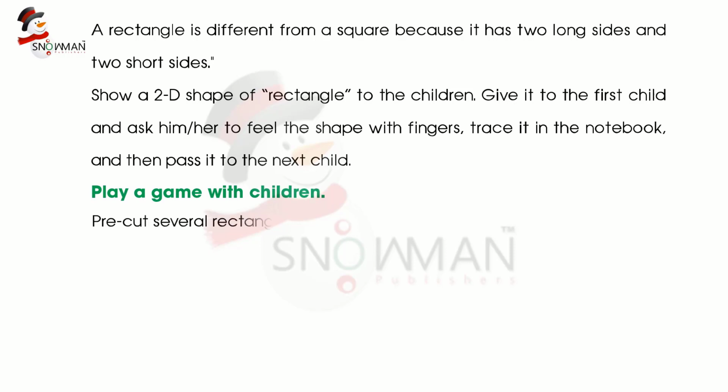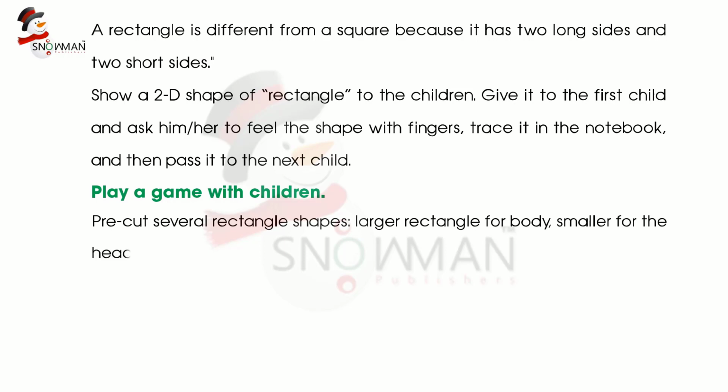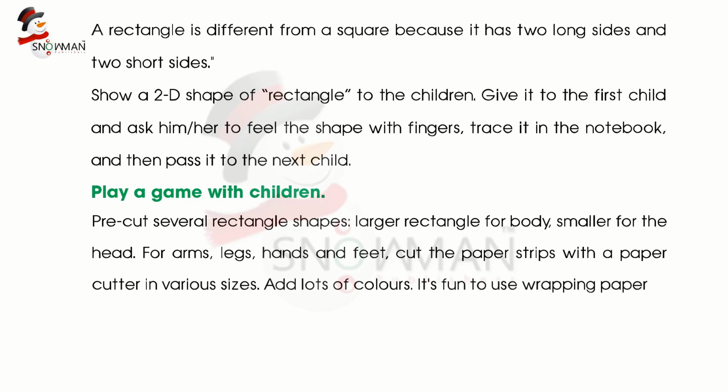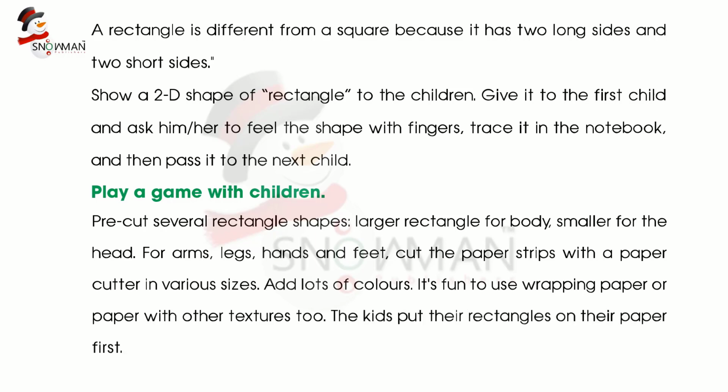Pre-cut several rectangle shapes, a larger rectangle for the body and a smaller one for the head. For arms, legs, hands and feet, cut paper strips with the paper cutter in various sizes. Add lots of colors. It's fun to use wrapping paper or paper with other textures too. The kids put their rectangles on their paper first. Tell them it's like making their own puzzle.